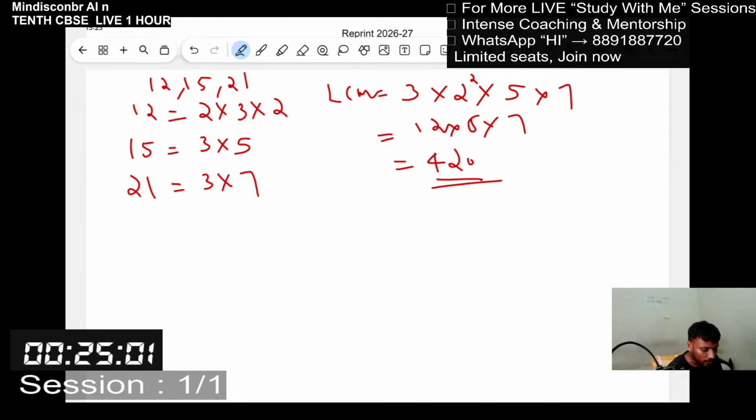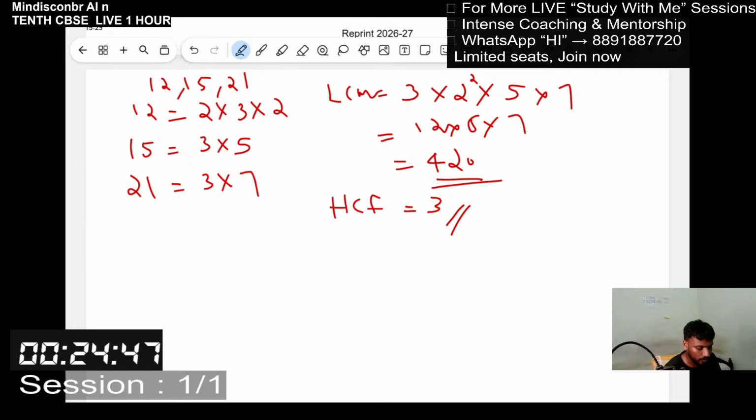Then coming to HCF. HCF is the lowest of all the common prime factors. Here the common factor is only one, that is 3. In that, 3 itself is the lowest. So HCF is 3.